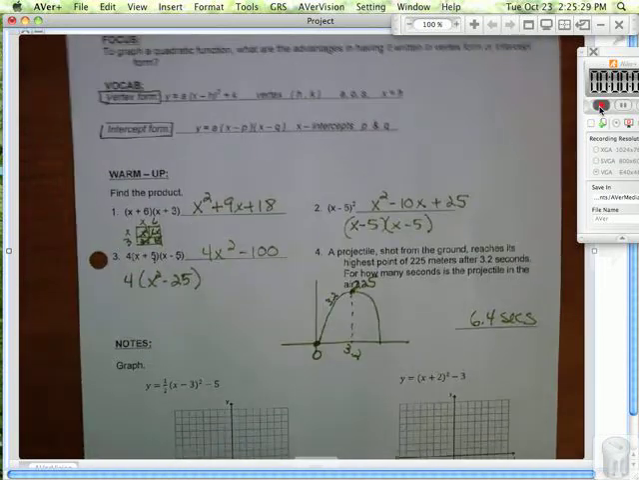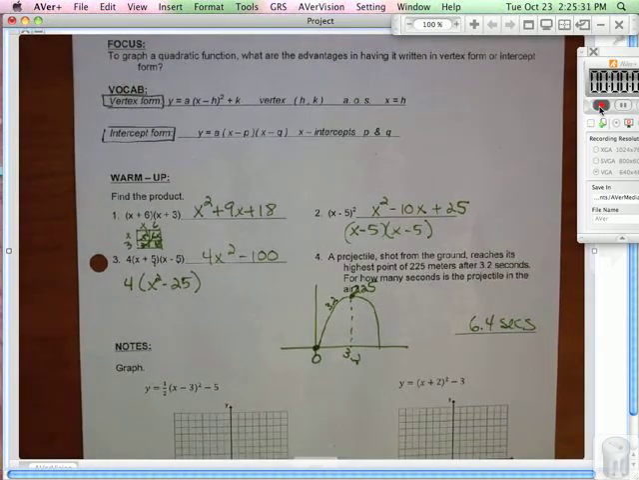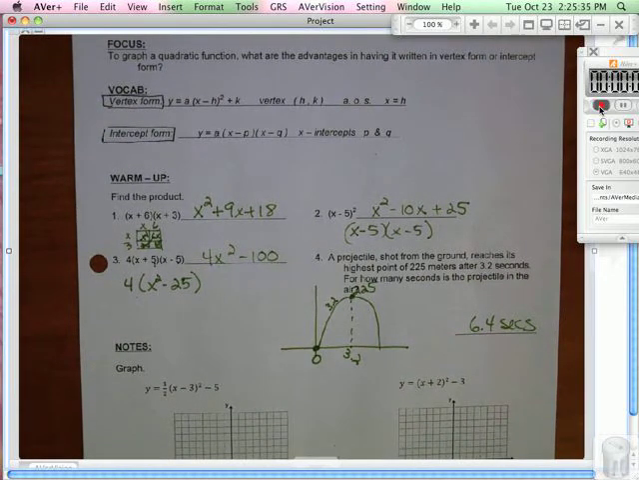We got two new forms we're working with. Y equals, this is a vertex form. Okay, I'm going to ask you to stop. This is new stuff today. It's not review. So you got two new forms you're working with.